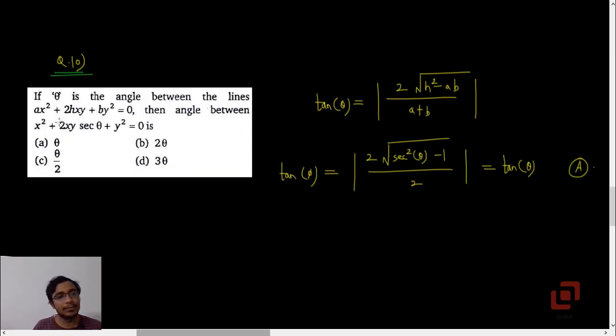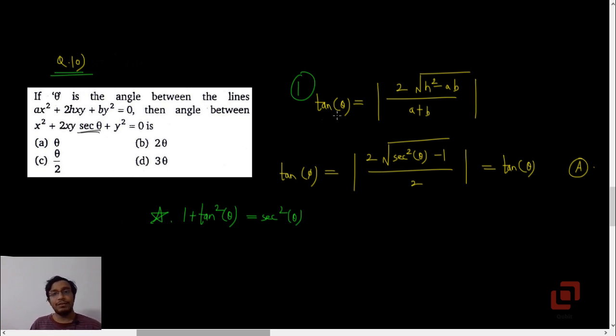Question number 10. If theta is the angle between the lines ax squared plus 2hxy plus by squared equal to 0, then the angle between x squared plus 2xy sec theta plus y squared equal to 0 is: theta, 2 theta, theta by 2 and 3 theta. Now this problem is based on two things. First is the angle between two lines if the joint equation is known. And the second thing is the identity 1 plus tan squared theta equal to sec squared theta, which you study perhaps in school trigonometry.